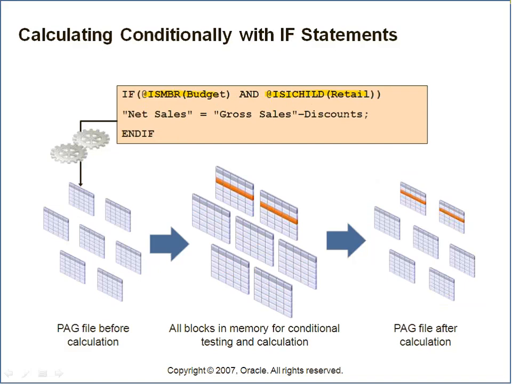But with if, what is going to happen is it is going to bring all the blocks into the memory and it will scan through each of the blocks, and wherever this if condition is satisfied. If is basically going to check for the condition. And @ismember and @ischild are Boolean functions. They will return me a true or a false value. Okay. So when both these functions return me a true value, that means this net sales has to be calculated. So it will scan through all the blocks and calculate the values for the relevant blocks.